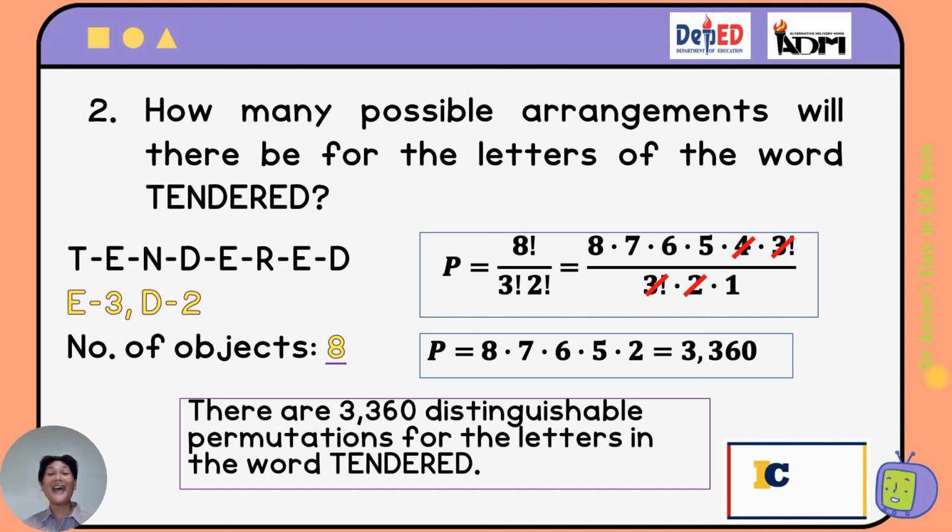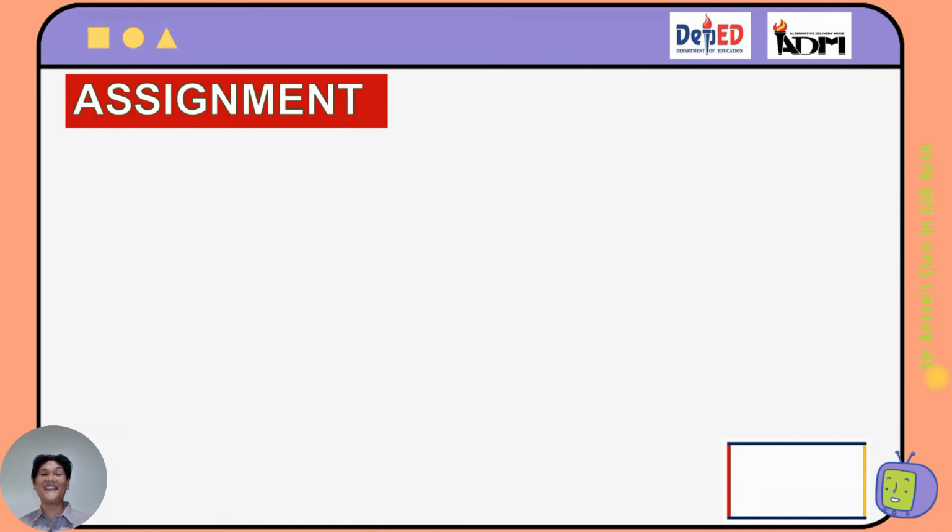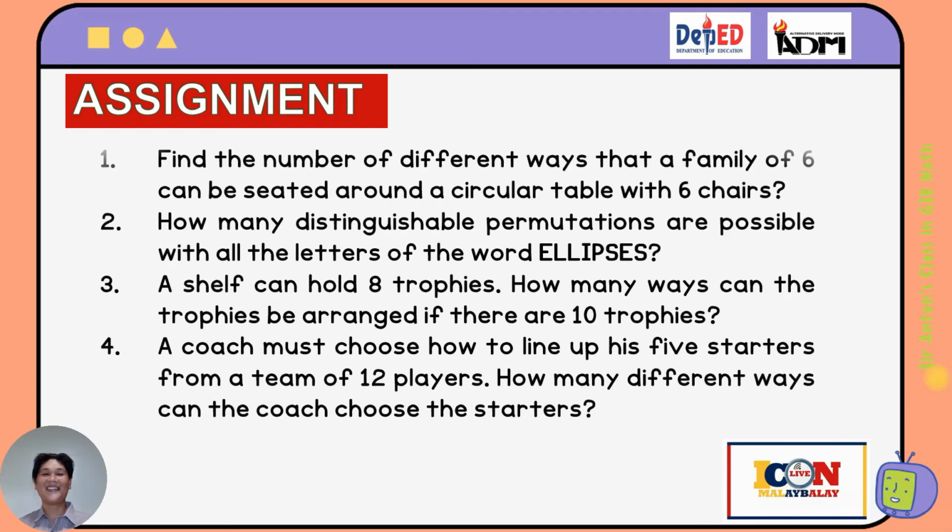For your exercises at home, you can answer this assignment and submit it to your grade 10 mathematics teacher. Our assignment is this. You can just screenshot this one and solve. For my students, just answer one distinguishable permutation and one circular permutation from this assignment.